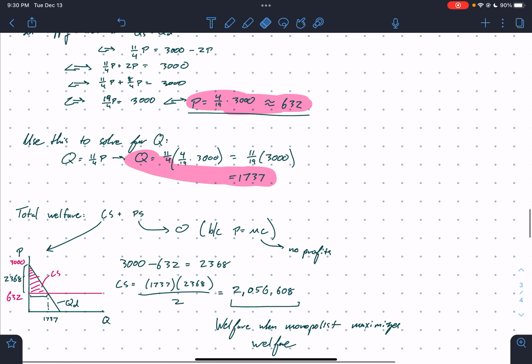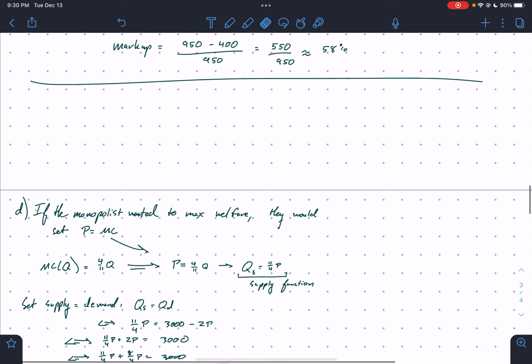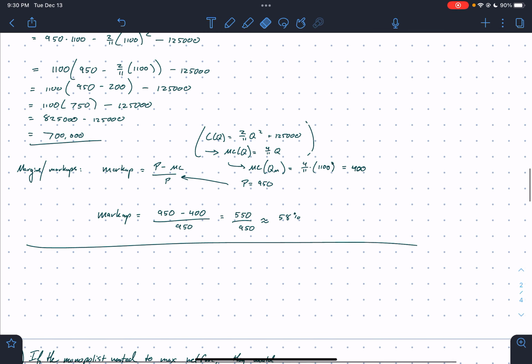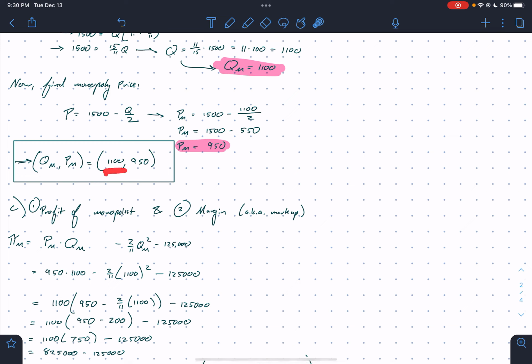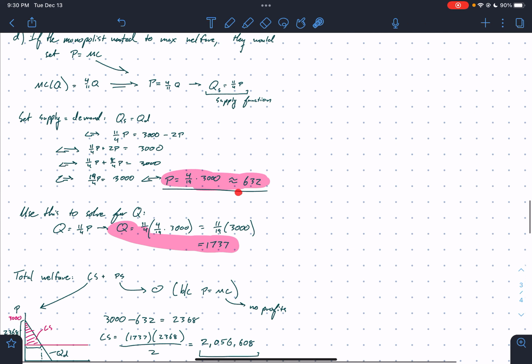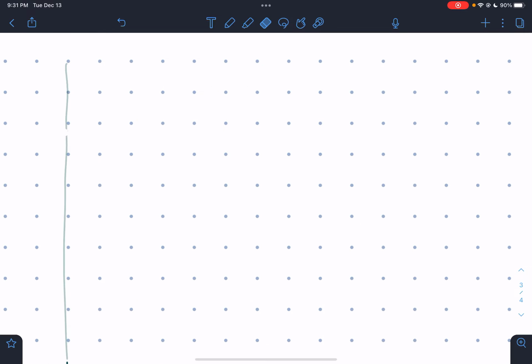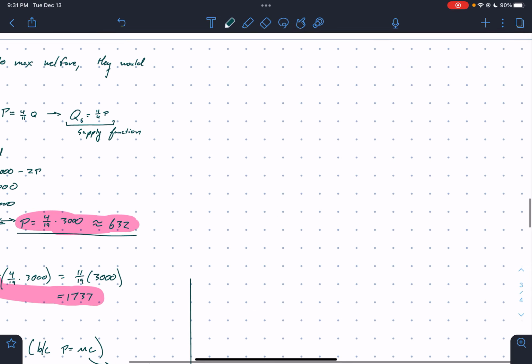What we found here is that Q was 1737, which is much higher than what we found in the previous part of the problem. In the previous part, we found that the monopolist was only producing 1,100 and the price was 950. Here we see the price is much lower, the quantity is higher. So people are better off in this alternative scenario. So what we want to do is compare these outcomes. So I'm going to just go off to the side here and find the welfare of the first scenario.